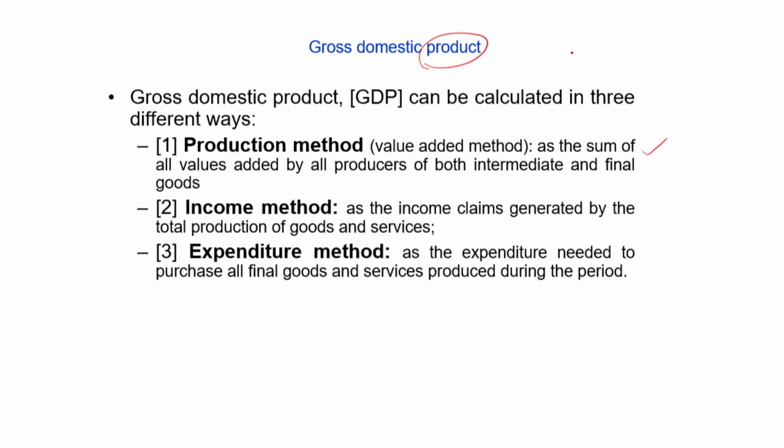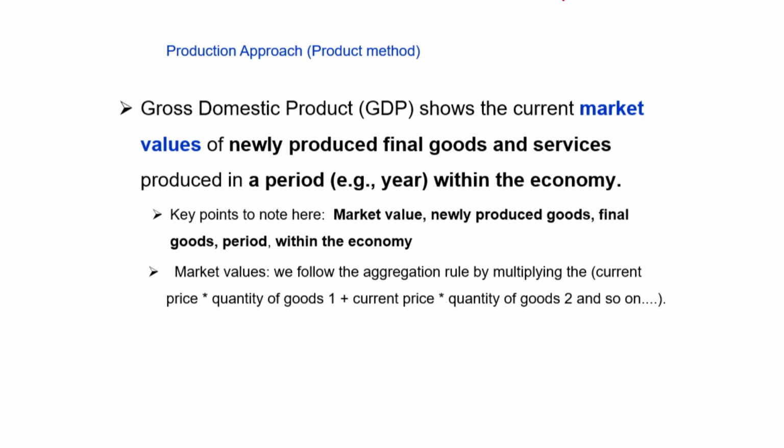So let's go one by one, starting with the production approach. In the production method, we use gross domestic product. It shows the current market values of newly produced final goods and services produced in a period, a year, within the economy. So important points to note here are the market value, newly produced goods, final goods, the period, and within the economy.